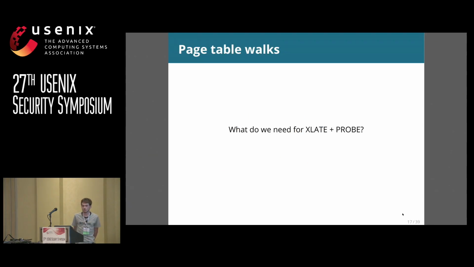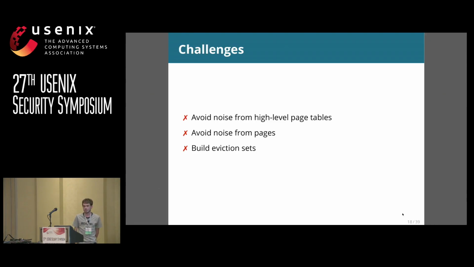So the question is, what do we actually need to perform a translate and probe attack? Well, first, we want to avoid the noise from the high-level page tables. We have 4 different page tables that are being accessed every time, and we want to make sure that only one page table is accessed. That's our preference, basically. We also want to avoid noise from physical pages. We have our physical pages themselves that use our cache, and we want to figure out how to actually build these eviction sets.